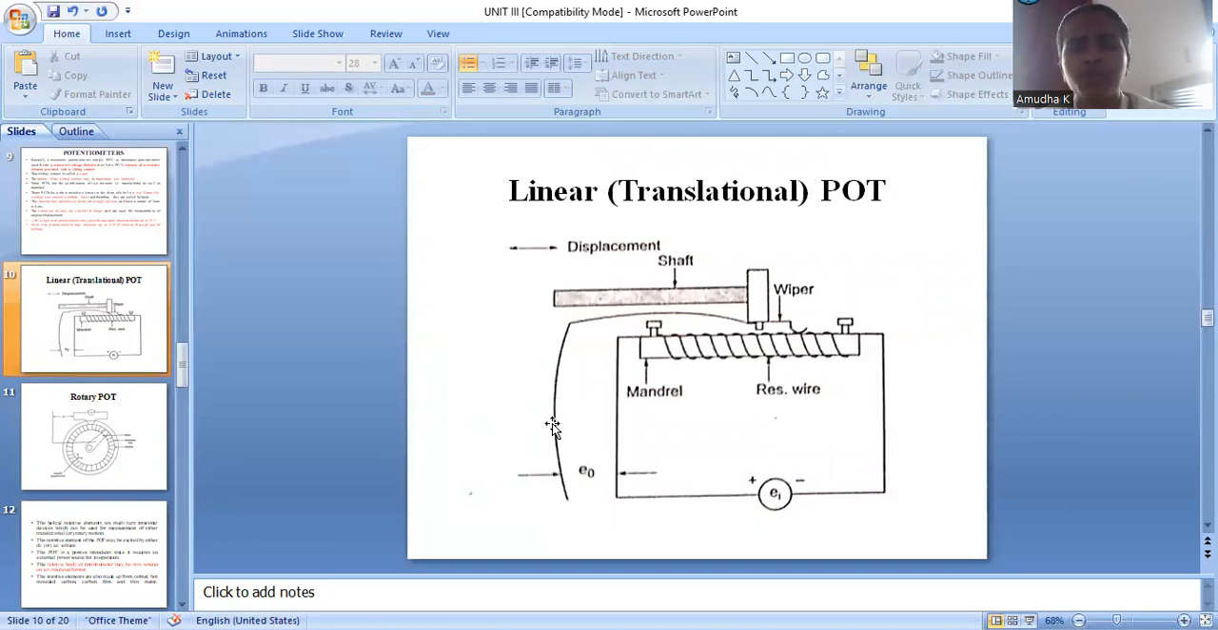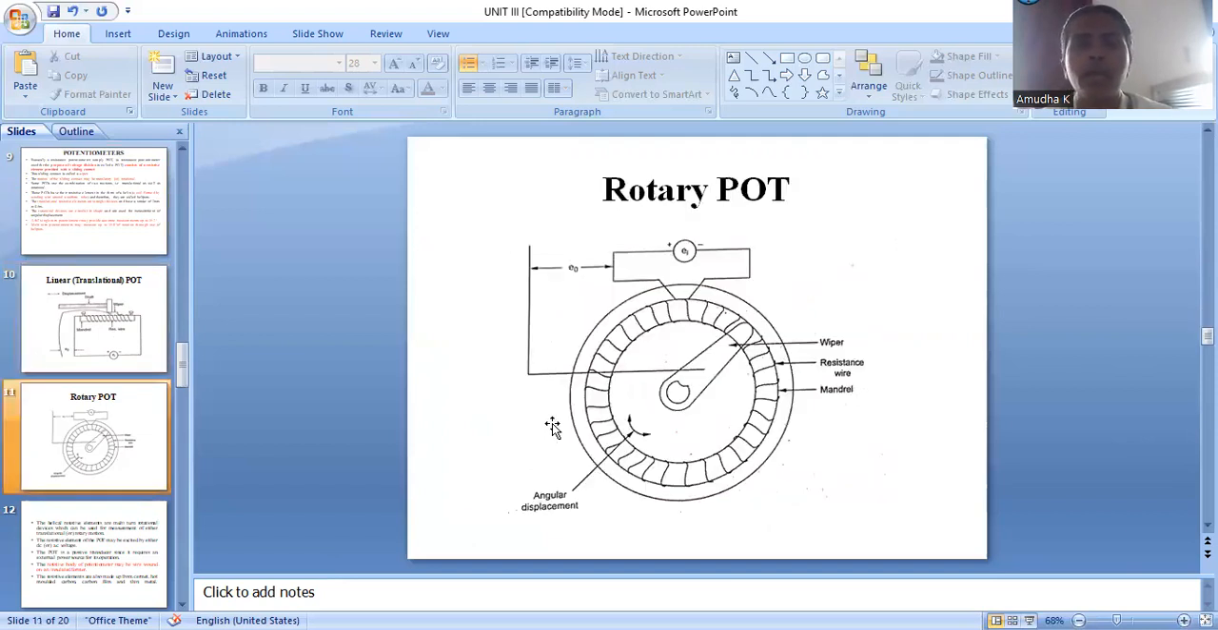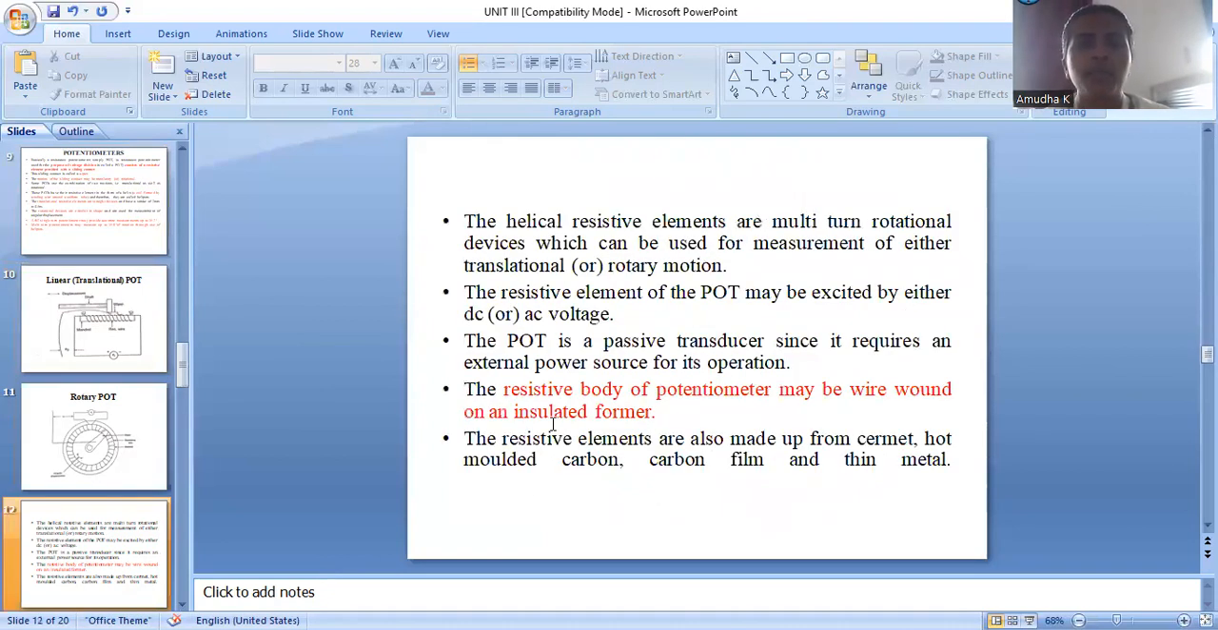Due to that force, it is shifted either in the horizontal direction or in the vertical direction. So that is a translational potentiometer. Okay. And the rotational potentiometer. Here, due to the external force, the system is moved in rotation, either in the forward or reverse direction, with respect to angle. Okay. And the resistive body of the potentiometer is nothing but a wire wound on an insulated former.